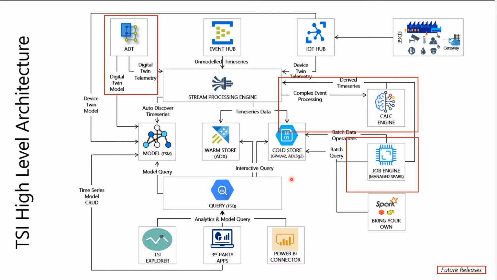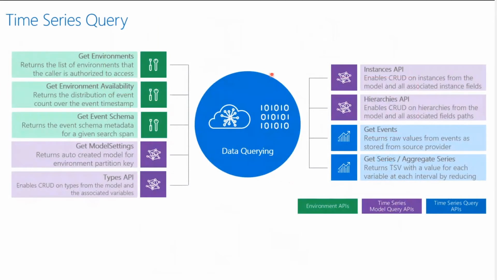So in a nutshell, this is what architecturally TSI enables. Now, quickly jumping on to the queries I spoke about. From a querying perspective, we have queries classified into three categories. Environment APIs essentially let you go and do operations on the environment.